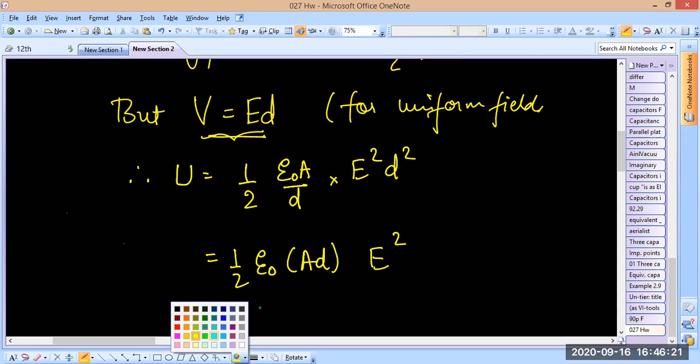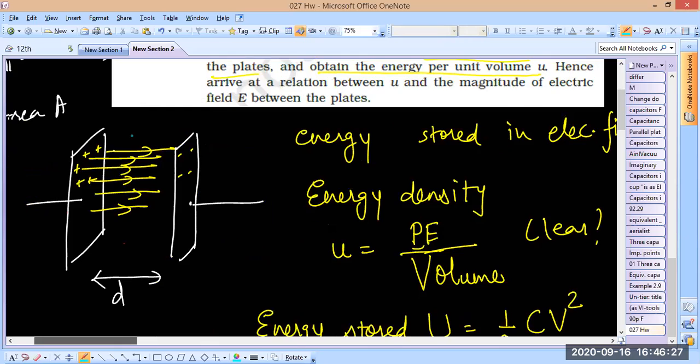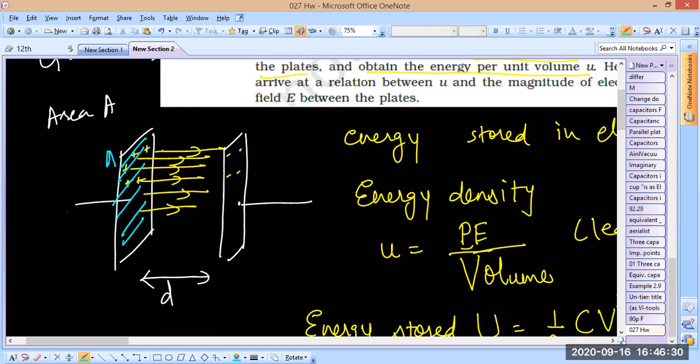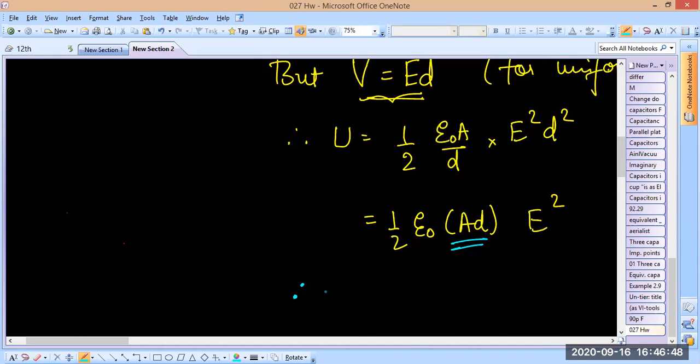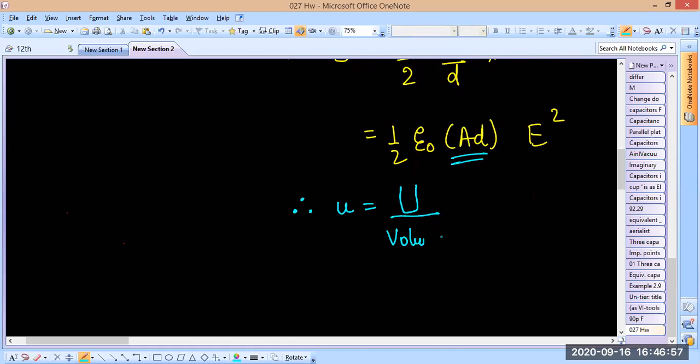I want all of you to focus here. What is area of plate into distance between plates? Have a look at this. This area is A, and if I multiply that with this distance, then I'll get the volume of this whole section, right? This will give me the volume, AD. So that's why I can write this as small u is equal to capital U upon volume. What is volume? A into D will be equal to 1 by 2 epsilon 0 E square, right? Clear?